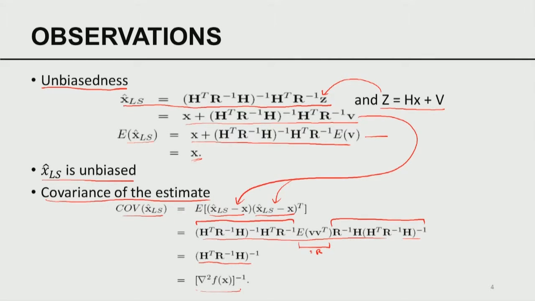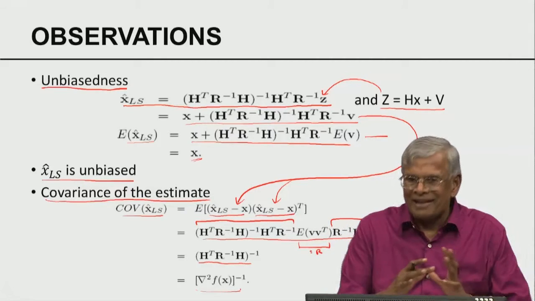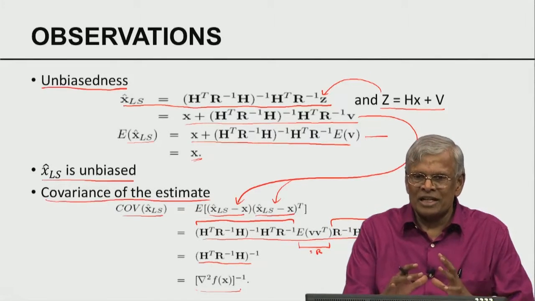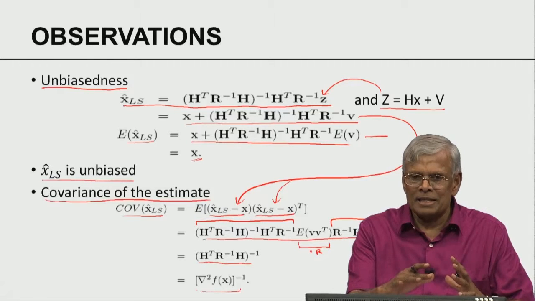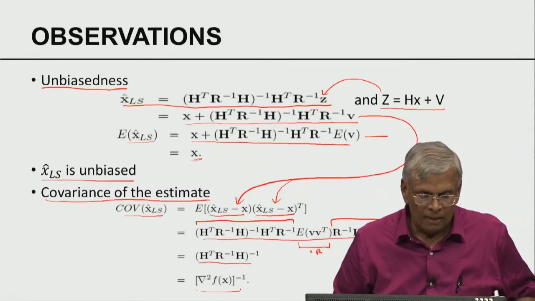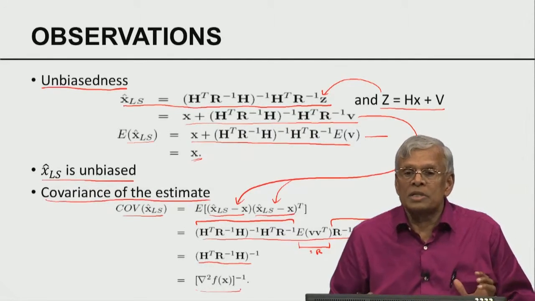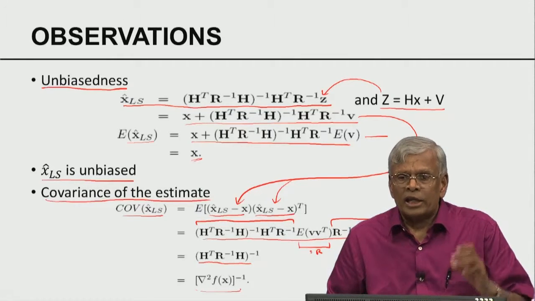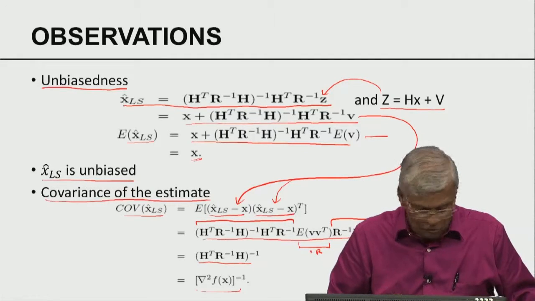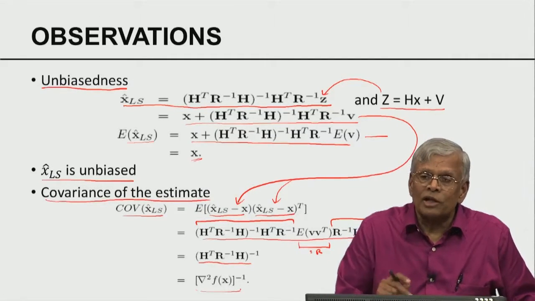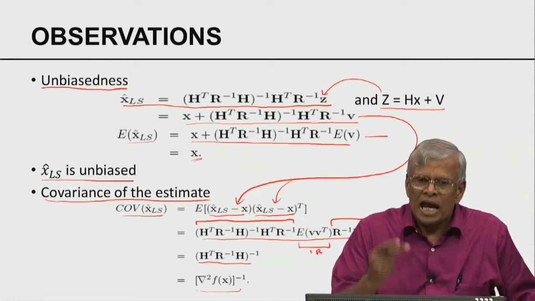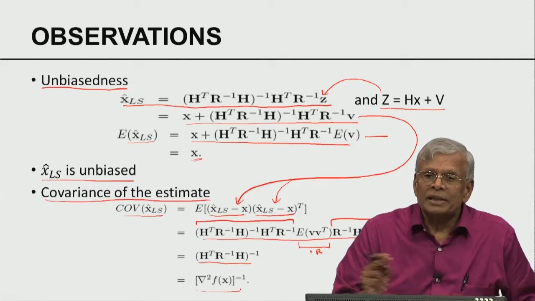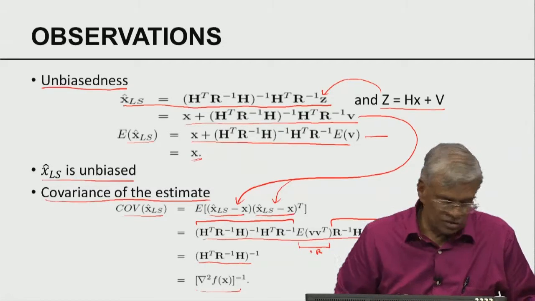It is one of the most beautiful properties that relates the gradient, the Hessian, the estimate, the variance of the estimate and so on. Therefore, what is the conclusion? The conclusion is the least square estimate in this setup is unbiased. I can also compute its variance. The variance is related to the inverse of the Hessian of the objective function that the least square estimate tries to minimize.